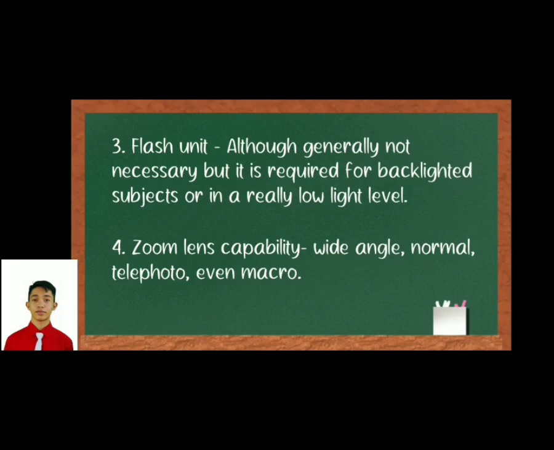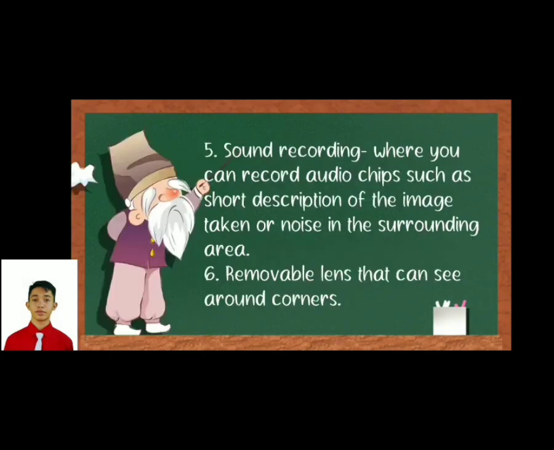4. Zoom lens capability, wide angle, normal, telephoto, and even macro. Zoom lens is a type of lens that allows photographers to adjust the focal length, providing variable magnification and framing options without changing the lens itself. Number 5. Sound recording. Sound recording capability in a camera allows users to record audio clips such as a short description of the image taken or ambient noise in the surrounding area.